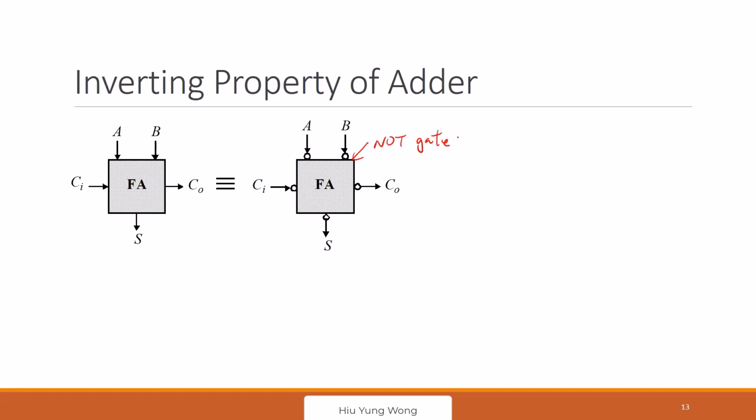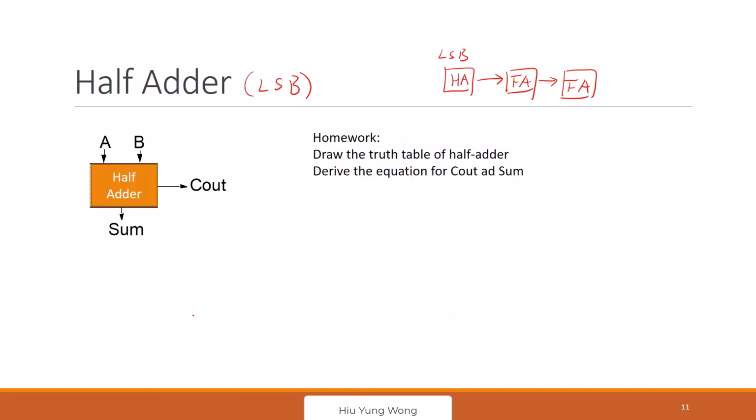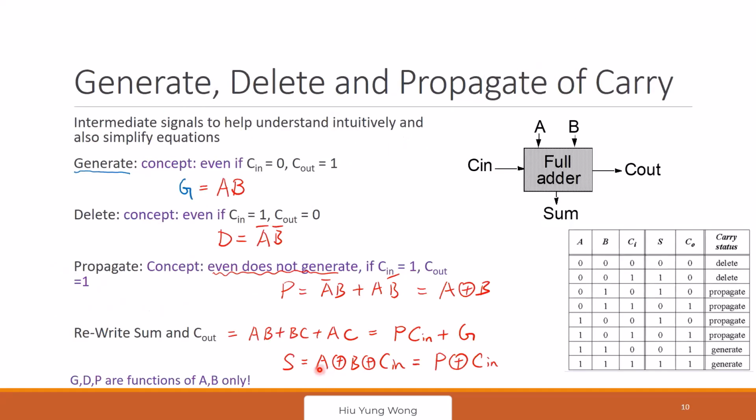So what does it mean? On the left, I have S equal to a function, just a function of A, B, C in. Or C out equal to a function of A, B, C in. And what function is this? We discussed already. This is the function for S. This is the function for C out.